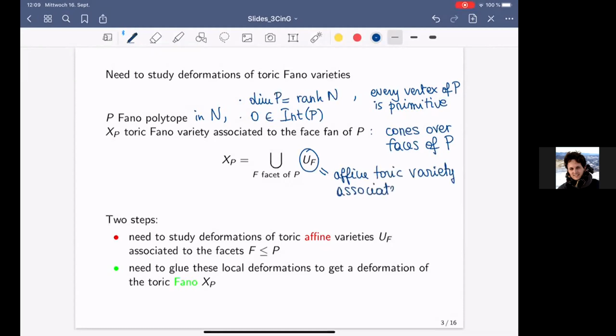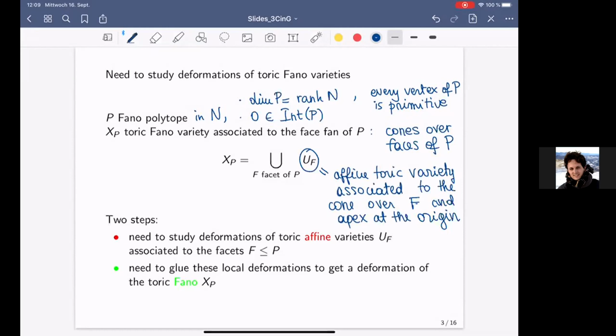associated to the cone over F, with apex the origin. So you have your facet, you take the origin, and then you create the cone over that facet, and this is a cone, and then you take the toric affine variety associated to that, which is called UF. And basically now we have that XP is obtained as the union of the UF.